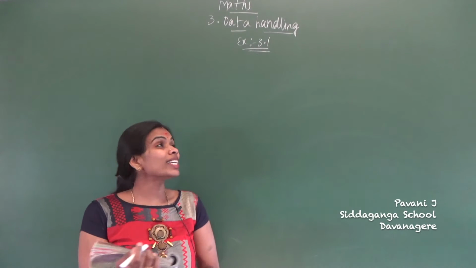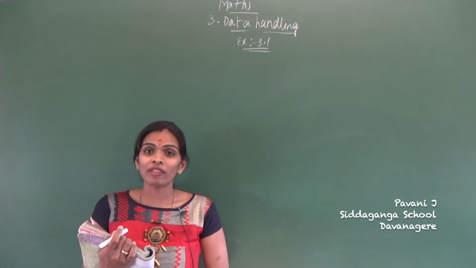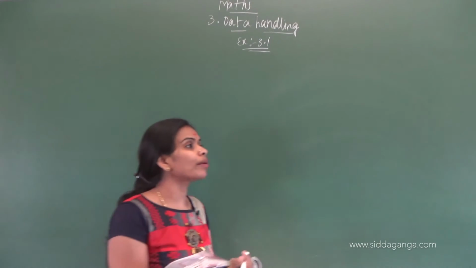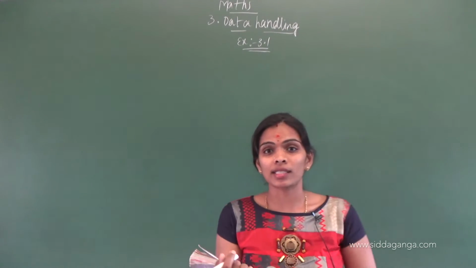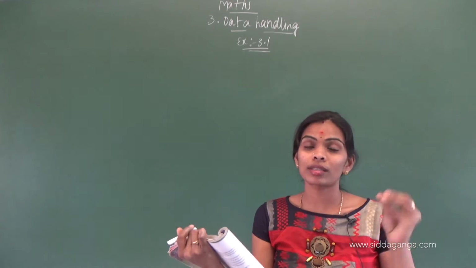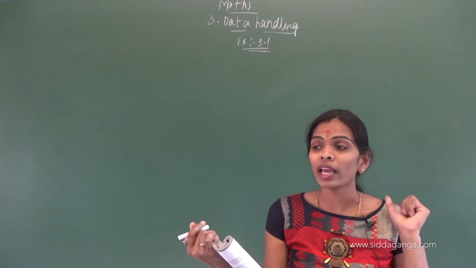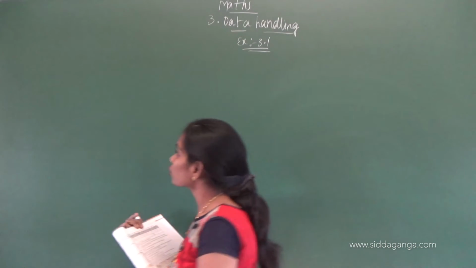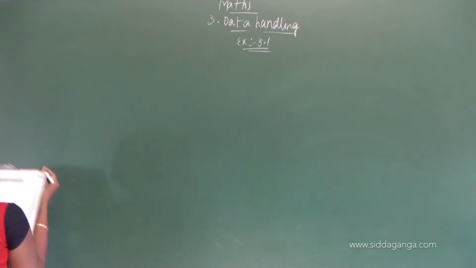Hello children, today I am continuing my previous class. Okay children, what have we discussed in our previous class? Exercise 3.1: how to get the average, that means the arithmetic mean, from given information. Today I am moving to the sixth question.